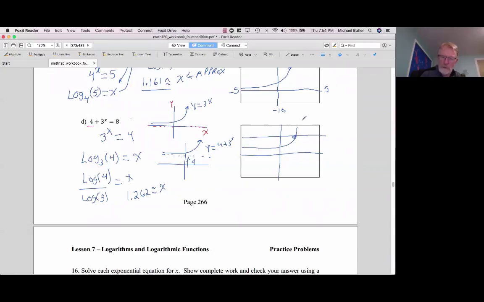So that answer right there was x is approximately equal to 1.262. That's my x-axis, that's my y-axis. In this case, I want negative 10 to 10, and I want negative 10 to 10. Okay, any other questions on those?